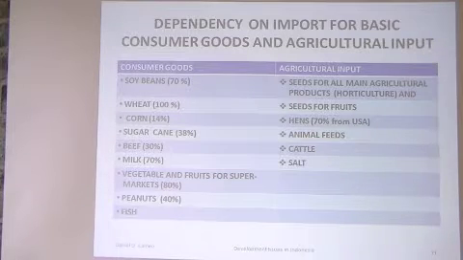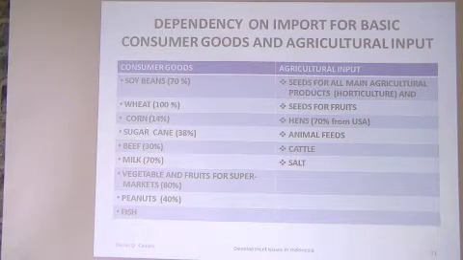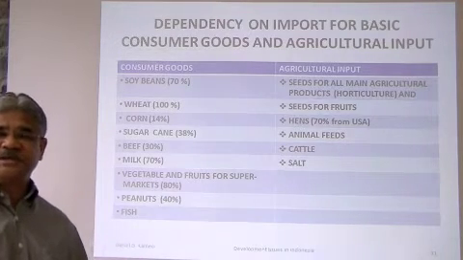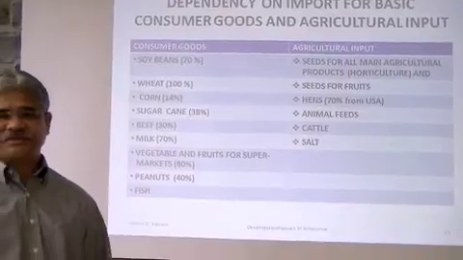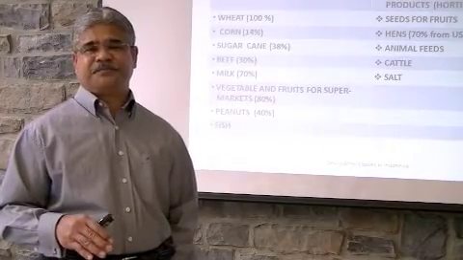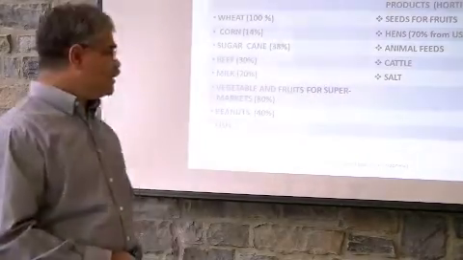Soybeans, 70% all from the US, wheat 100%, corn ranging from 14 to 20% per year of the total need of the country. Sugarcane, we still import almost 40%. Beef, around 30 to 40%. Milk, around 70% on average. Vegetables and fruit, especially for supermarkets. If you go to big supermarkets, all their vegetables and fruits are imported. So there are almost no local farmers that they work with to supply their market.